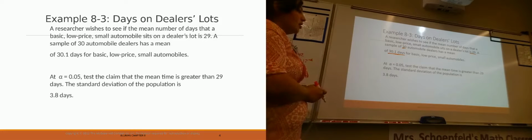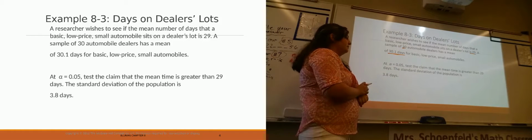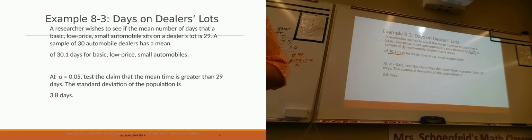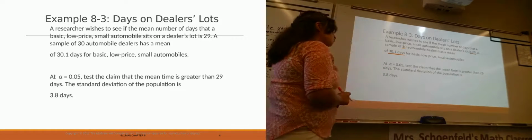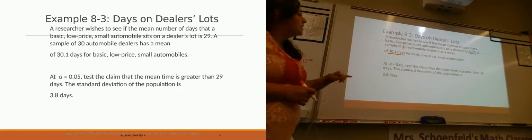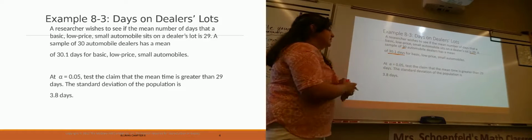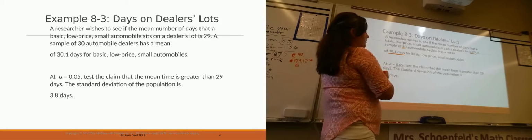That 30 is important for basic low-price small automobiles. Okay, they want a confidence interval, well, not exactly, but I'm going to call it confidence interval still. Alpha, I know where it is, I just don't know what we call it in this chapter. The test claims that the mean time is greater than 29. The standard deviation of the population is 3.8 days. So alpha, and so on.